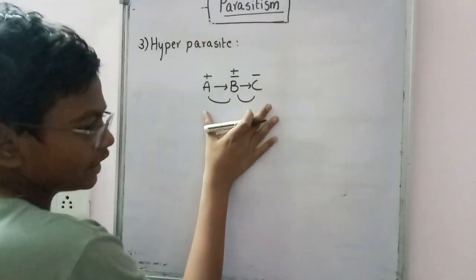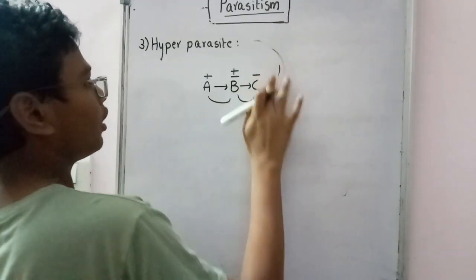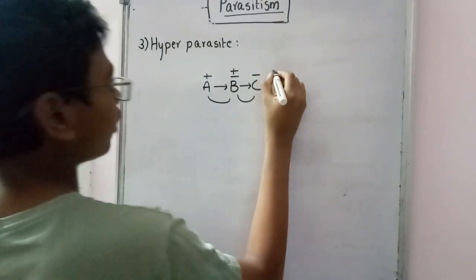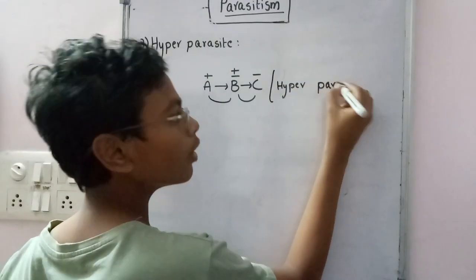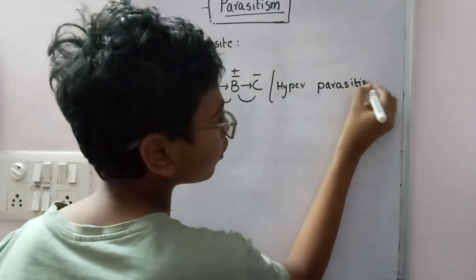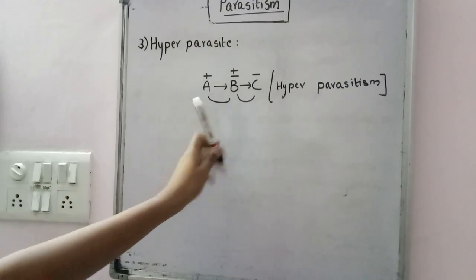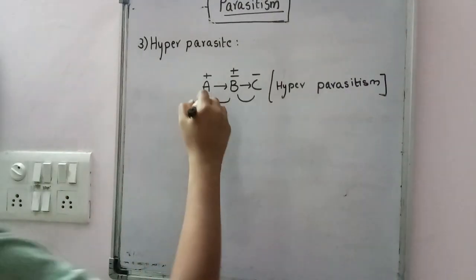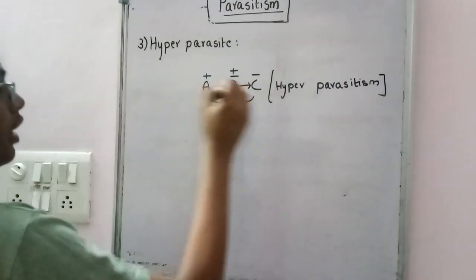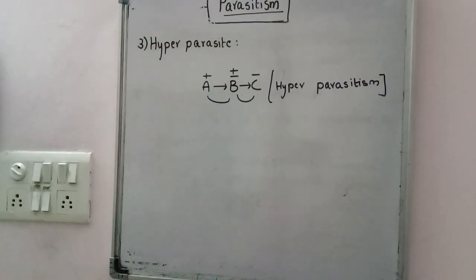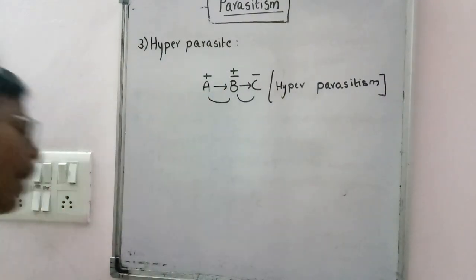So this type of relationship is called hyperparasitism. Simply you can tell that A is a parasite on B, whereas B is also a parasite. So here A is getting benefited and C is getting harmed, and the middle one, B, is not getting harmed or benefited, because the benefit of B is taken by A, and so minus and plus they are managed.